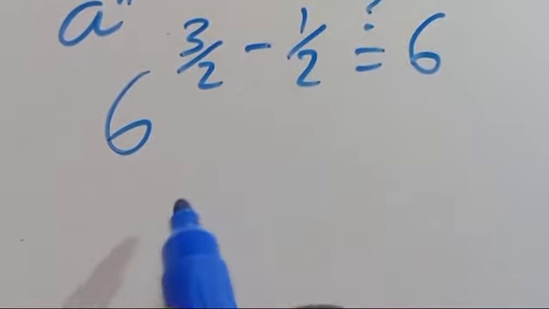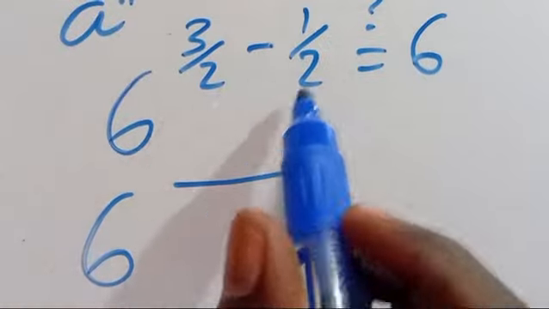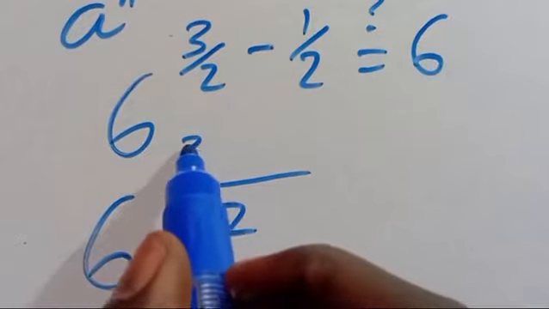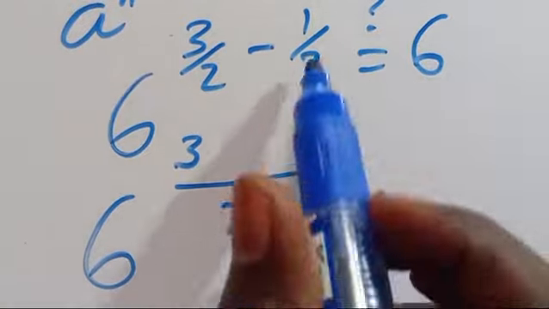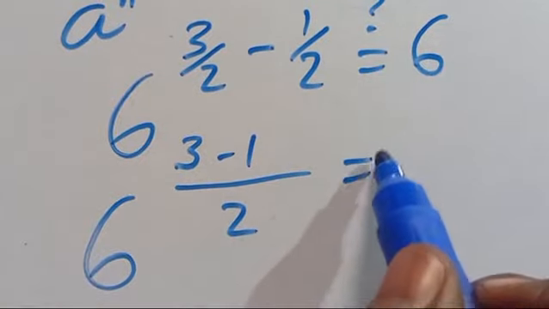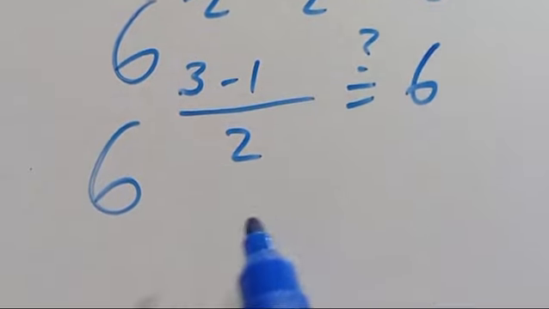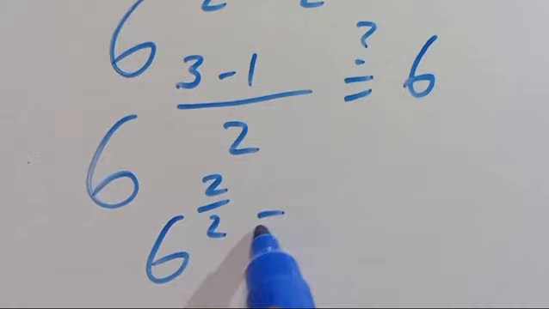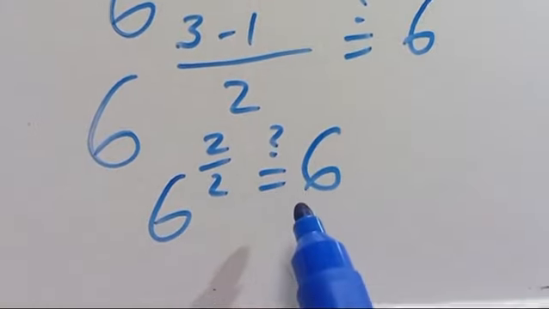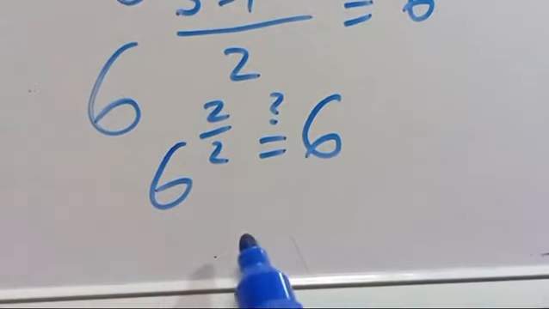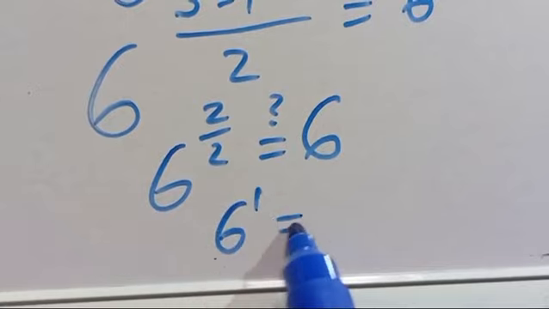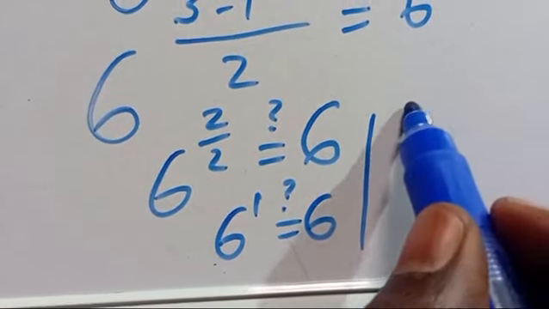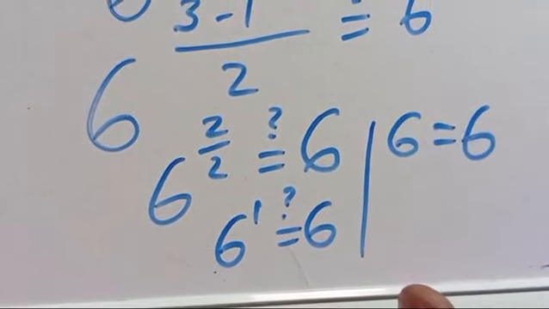Now, from here we have 6. The LCM for this is 2. 2 here is 1, 2 here is 1, times this will give us 3. 2 here is 1, 2 here is 1, times this will give us minus 1. Then it's going to give us 6. We have 6 to the power of 3 minus 1 will give us 2, divided by this 2. Then it's going to give us 6. 2 divided by 2 is 1, so we have 6 to the power of 1. It's going to give us 6. This will give us 6 equals 6.